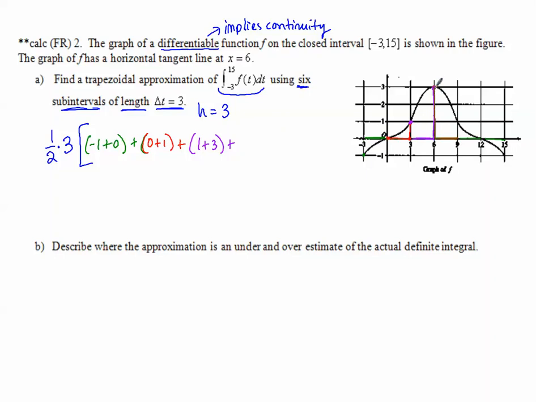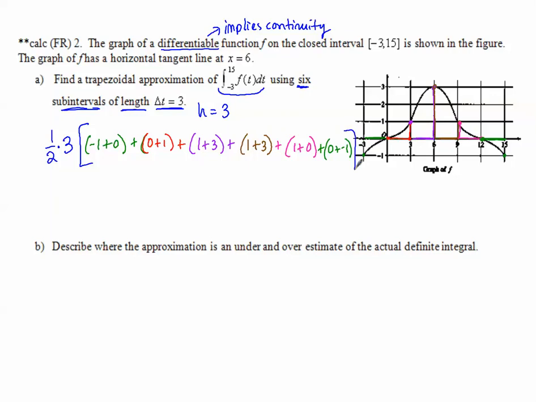My next subinterval, go up on the left, it's 3. Go up on the right, it's 1. 1 plus 3. Almost done. My next subinterval, go up on the left, it's 1. Go up on the right, it's 0. And finally, last subinterval, up on the left, it's 0. Down on the right, it's -1.